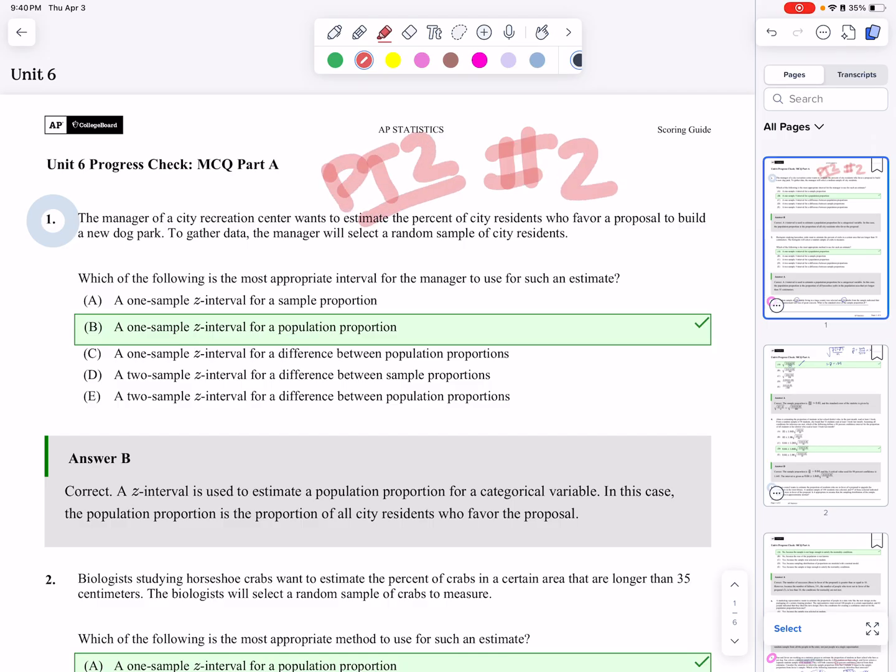Part 2 of the video here is: which of the following is the most appropriate interval for the manager to use for such an estimate? Well, the manager is looking for a proportion, and I have one proportion, and therefore I'm going to be using a 1-proportion z interval.